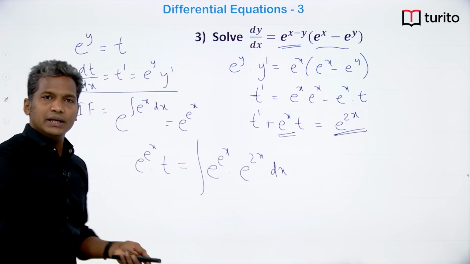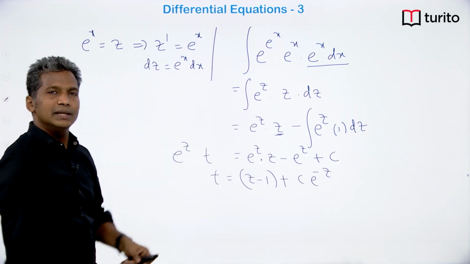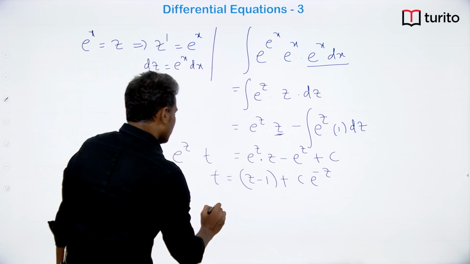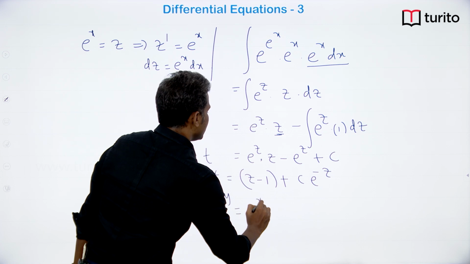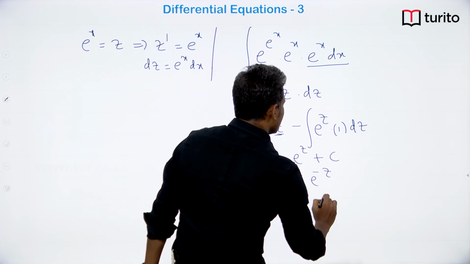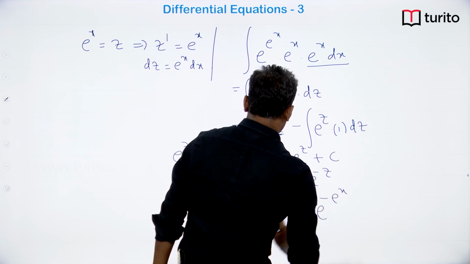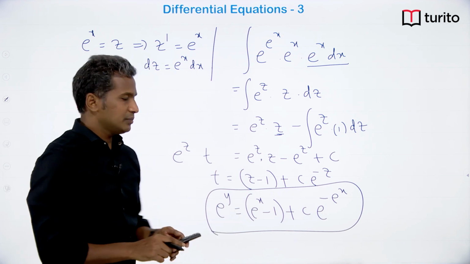t is basically e raised to y, and what is z? z is basically e raised to x. So, put all of them. So, we will get e raised to y is equal to e raised to x minus 1 plus c into e raised to minus e raised to x. Okay. So, this way we can solve this problem.